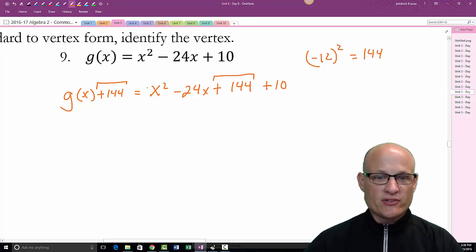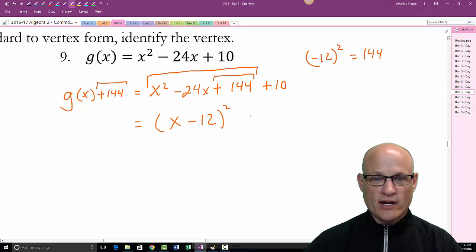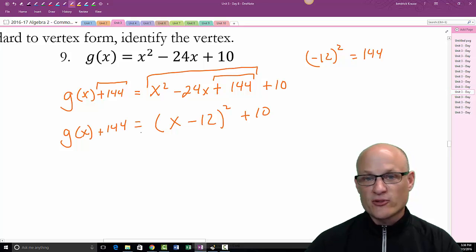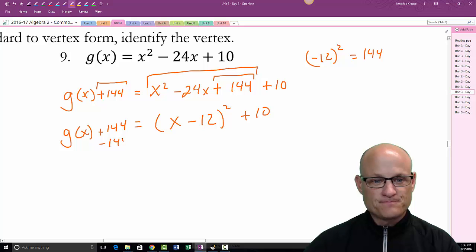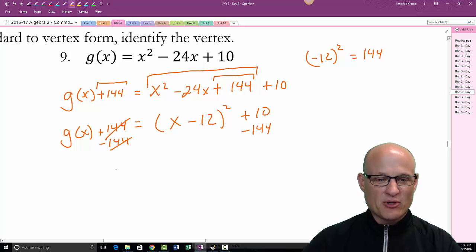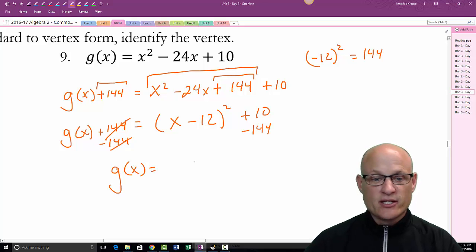All right, so this is going to be factored. That's a perfect square trinomial. It is x minus 12 squared plus 10 is equal to g of x plus 144. Now we just solve for g of x. We subtract the 144. I know they're crazy numbers. You'd never have to graph these like in class, but you can certainly get the quadratic the same. And I end up with x minus 12 squared minus 134.